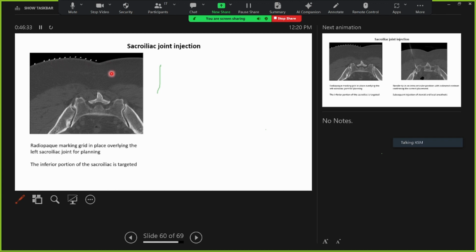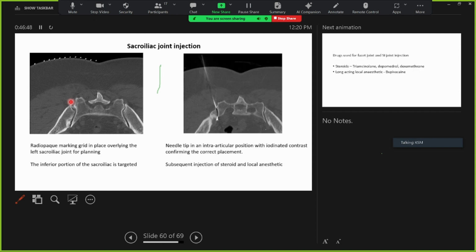Now this is prone position. This is the marking grid. We do a plain scan with the grid to guide the needle. So we take a direct access like that, the shortest distance, and then here now we have access like that and give the injection, and before that give a little bit of contrast, to make sure we are in the joint.